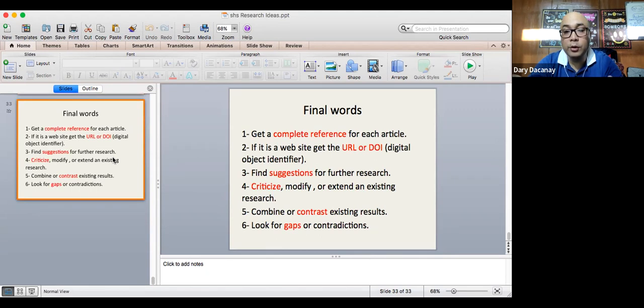and you will have to criticize, modify, or extend an existing research. In criticizing it, especially in the abstract, you'll be able to notice later on that some of the journal articles that you get by checking the abstract or the summary might not be related to what you're going to do. So eliminate those right away. Then later on, you will have to combine all of that information about your research and also the contrasting or the contrast existing results. So you will combine those, hopefully, to be able to come up with a very good literature review. And what is important is that you have to look for gaps or contradictions. These are the gaps or contradictions you will find when you're doing your literature review later on, to be able to explain your research.